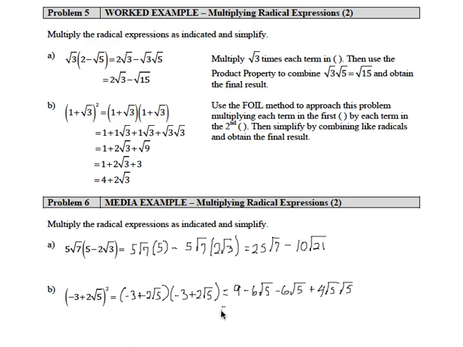I can combine my like terms. Nothing is common right now with 9. I have minus 6 times the square root of 5, minus 6 times the square root of 5, that's minus 12 times the square root of 5. 4 times, now square root of 5 times square root of 5 is square root of 25, which is 5. So 4 times 5 is 20. So I get a final result of 29 minus 12 times the square root of 5.